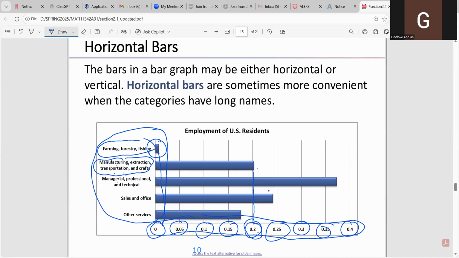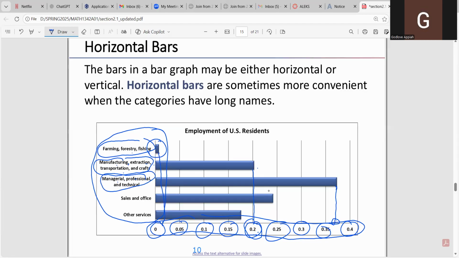So this is an example of qualitative data. And again, you can see that there's space left between each rectangle, so do not forget about that. For this particular category, the relative frequency should be somewhere between 0.3 and 0.4, so let's say between 0.35 and 0.4, around 0.37. So approximately 37% of US residents are employed in this sector.